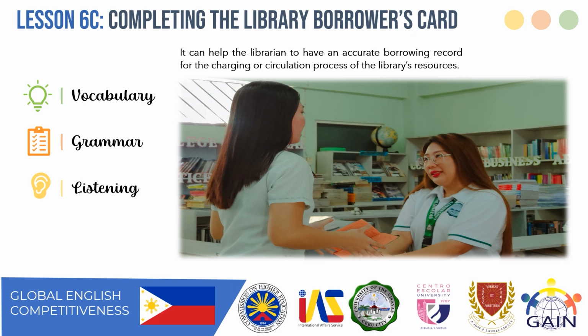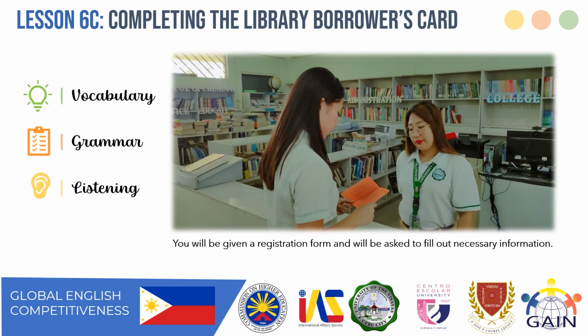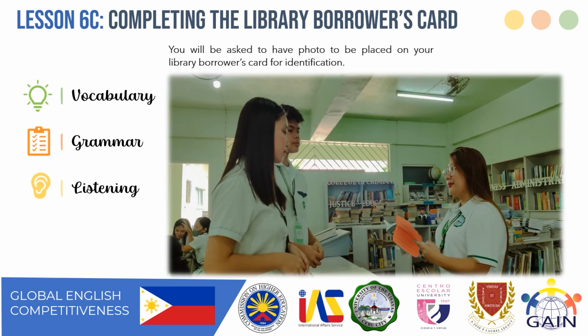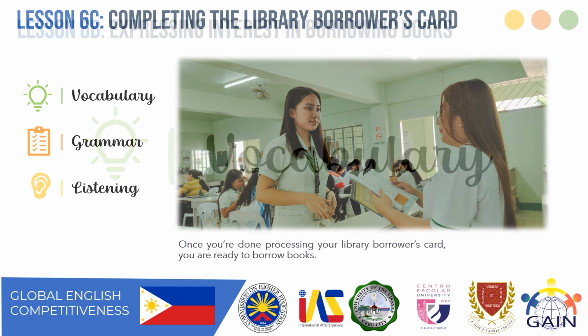the library's resources. To acquire a library borrower's card, you need to approach the librarian and tell them you want to get one. You will be given a registration form and will be asked to fill out necessary information. You will be asked to have a photo to be placed on your library borrower's card identification. Once you're done processing your library borrower's card, you are ready to borrow books.